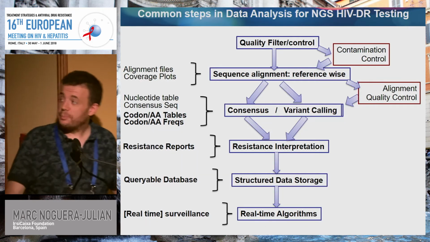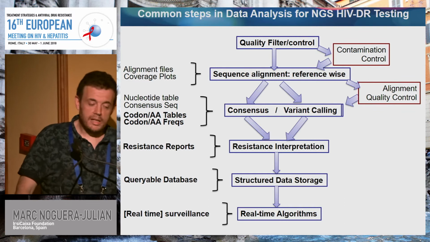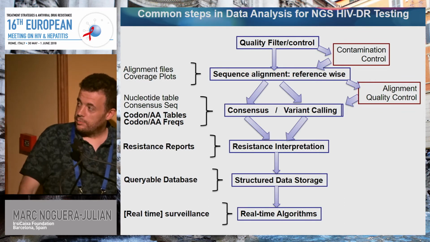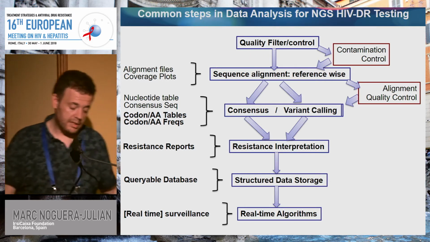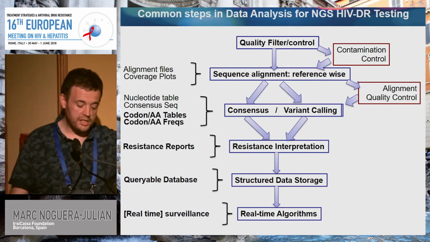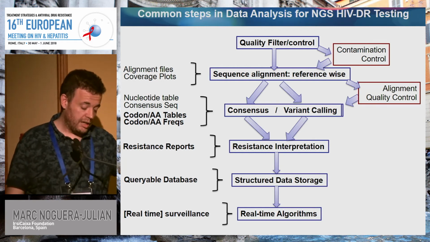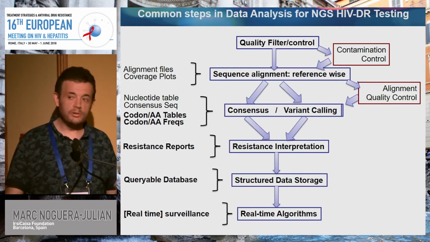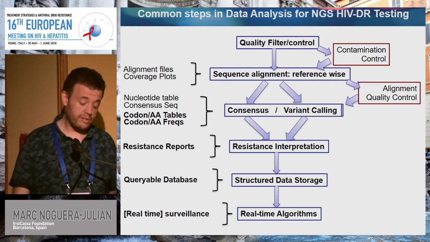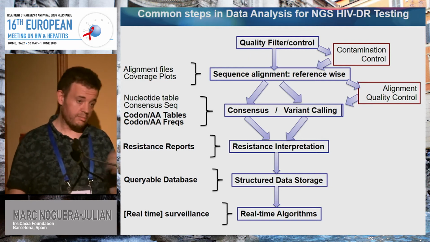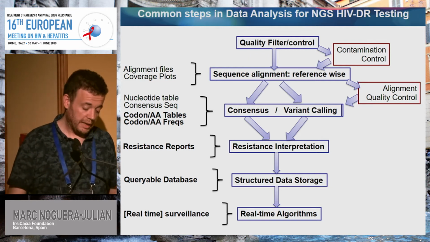So this is the typical processing of a raw file from an NGS machine. Maybe there are some variations on that, but this is the typical one. You first do the quality filter control. Once you have the good data, you align it against a reference. Conceptually, it's the same as what you did with the Sanger sequencing, but with many more sequences and much more demanding.